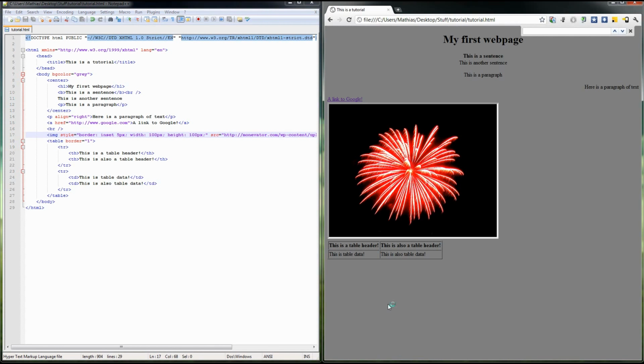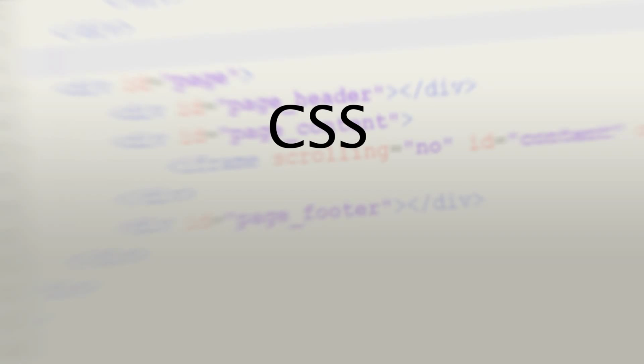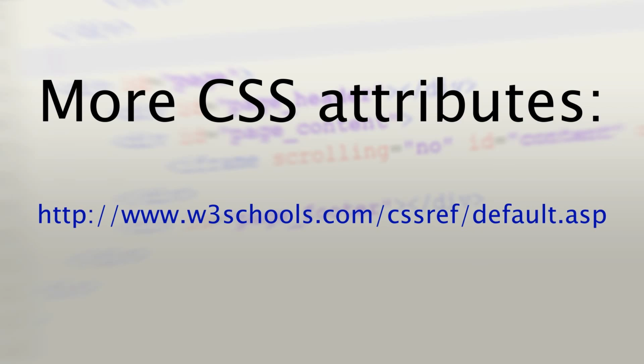The language in the style attribute is not HTML. It's an entire other language altogether. This language is called CSS, or Cascading Style Sheets. We will look more into CSS later. A list of CSS attributes can be found by following this link, which is also in the description of the video.